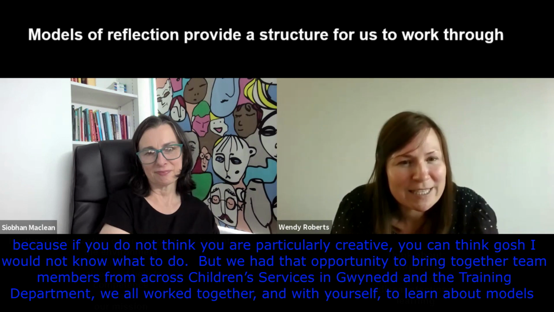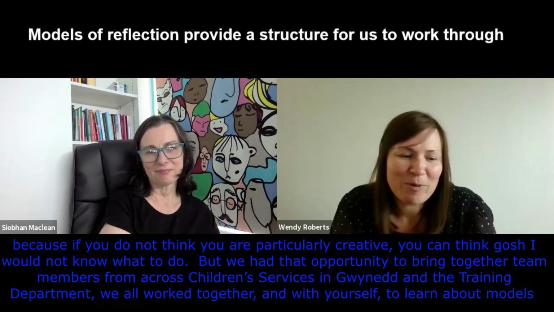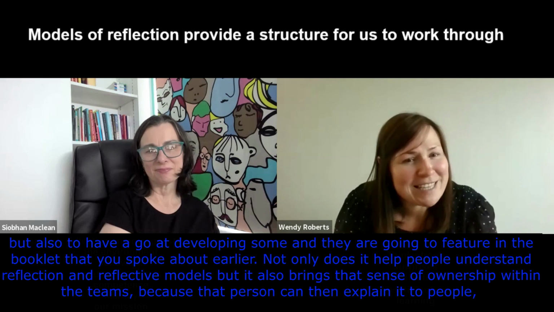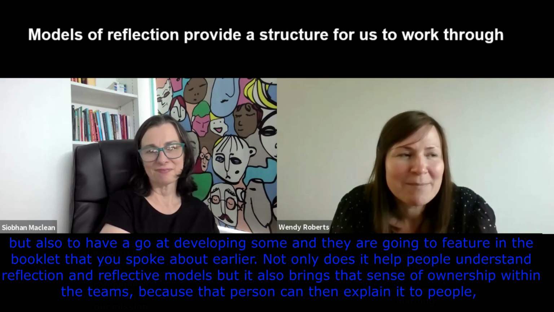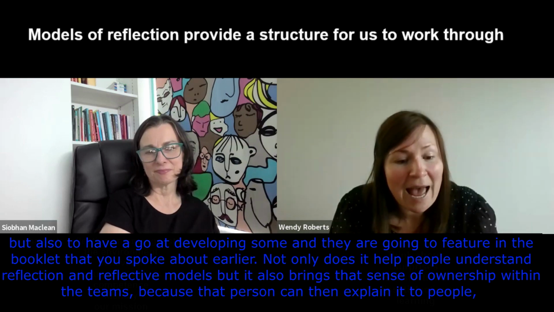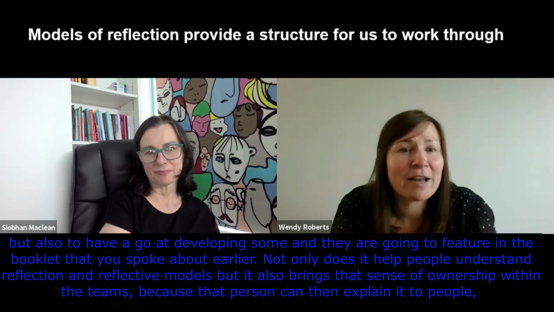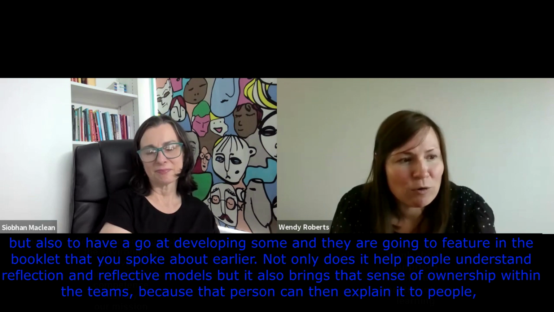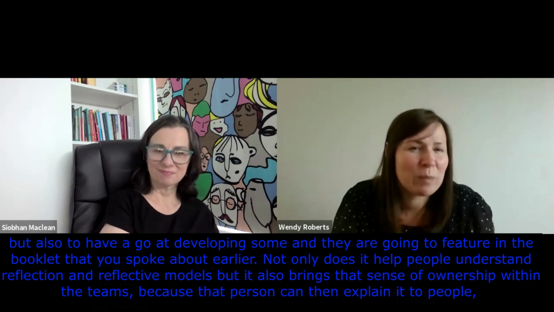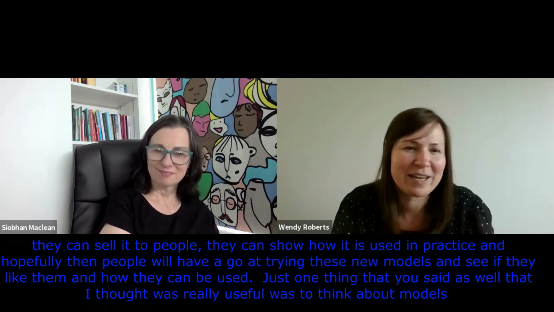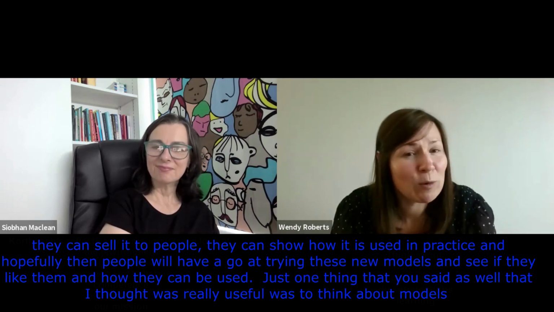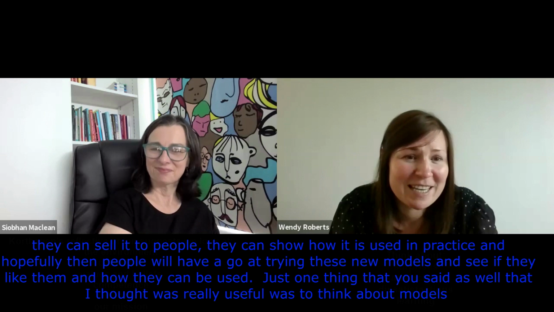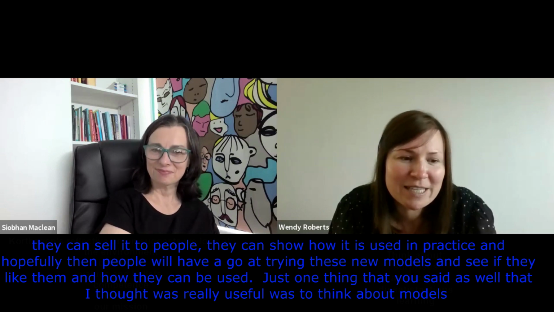And we all worked really closely together and with yourself to learn about models, but also then to have a go at developing some. And they're going to feature in the booklet that you spoke about earlier. And I think not only does it help people understand reflection and reflective models, but it also brings that sense of ownership within the teams, I think, because that person then can explain it to people, they can sell it to people, they can show how it's used in practice. And hopefully then people will have a go at trying these new models and see if they like them and how they can be used.